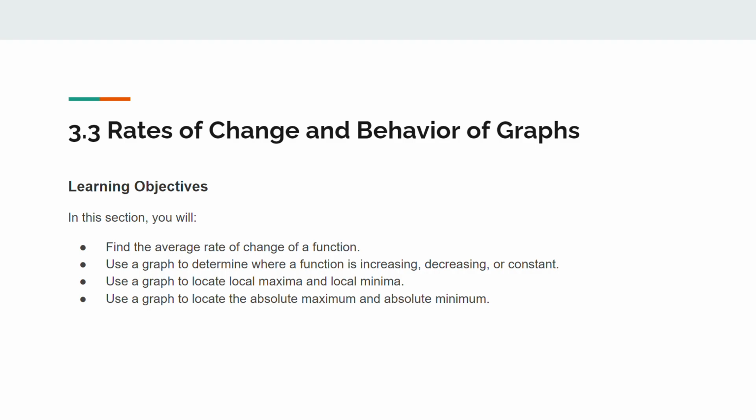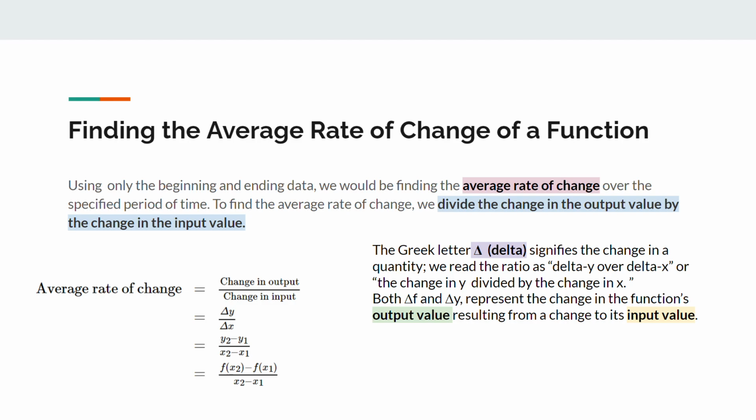Let's start off with finding the average rate of change of a function. Using only the beginning and the ending data, we'll be able to find the average rate of change over the specified period of time. To find the average rate of change, we divide the change in output value by the change in input value. So here's the equation for finding the average rate of change.